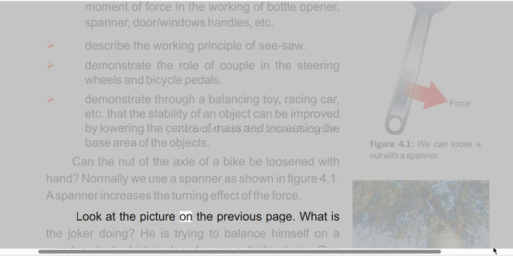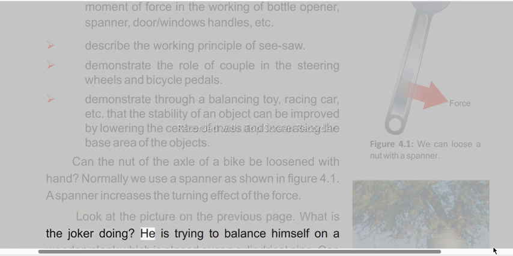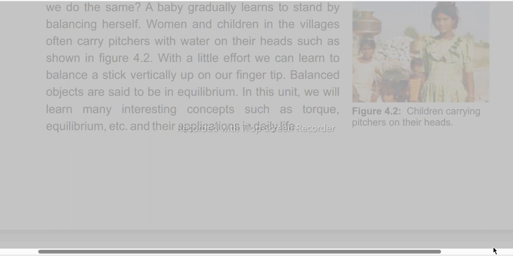Look at the picture on the previous page. What is the Joker doing? He is trying to balance himself on a wooden plank which is placed over a cylindrical pipe. Can we do the same? A baby gradually learns to stand by balancing herself.